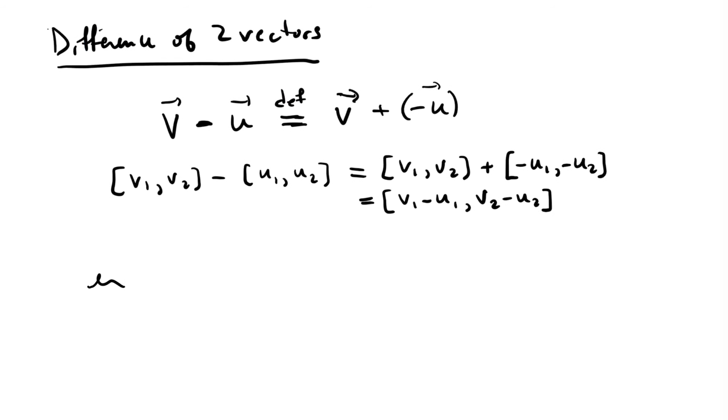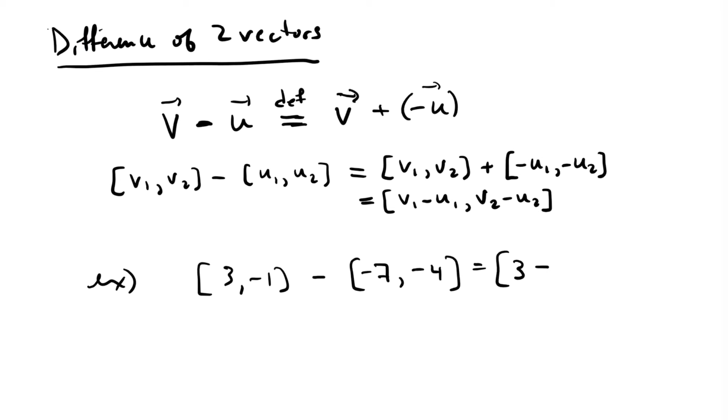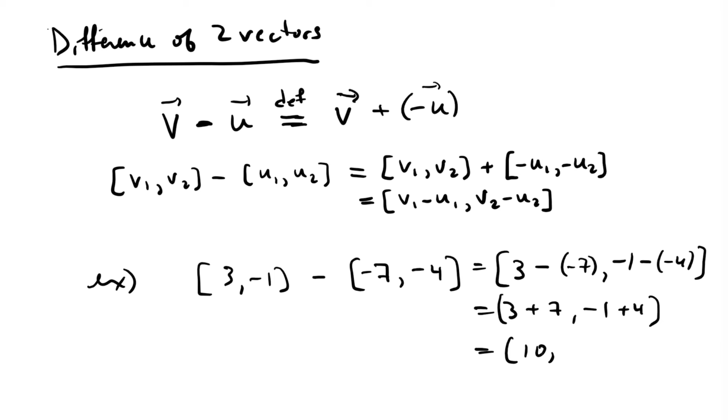Maybe a quick example. If I do the vector 3, minus 1 minus the vector 7, minus 4, I need to do 3 minus 7 and minus 1 minus minus 4. That's going to give me 3 plus 7 and minus 1 plus 4. So I will end up with the vector 10, 3.